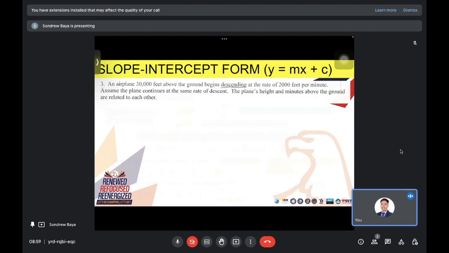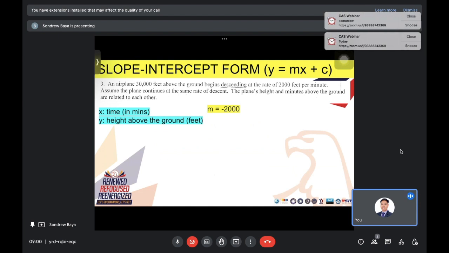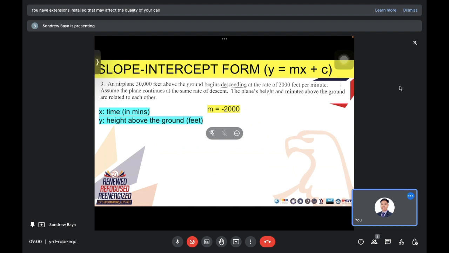From this situation, we can find that the independent quantity is the time in minutes, while the dependent quantity is the height above the ground, which is in feet. Also, we can find that the slope is negative 2,000, which means that there is a decrease of 2,000 every minute. So this can be looked at as the height of the plane above the ground decreases by 2,000 feet every minute. Also, we know that the plane starts 30,000 feet above the ground. So this is the starting height.